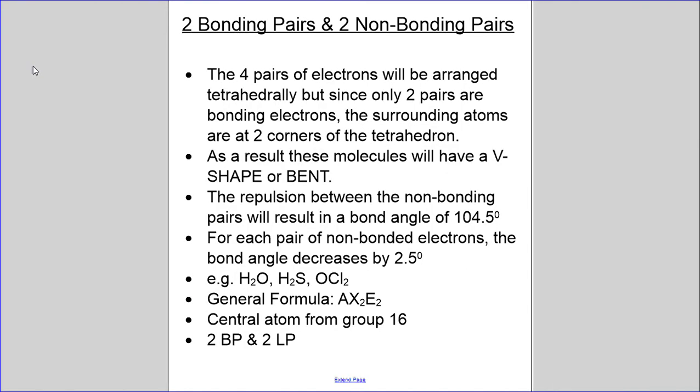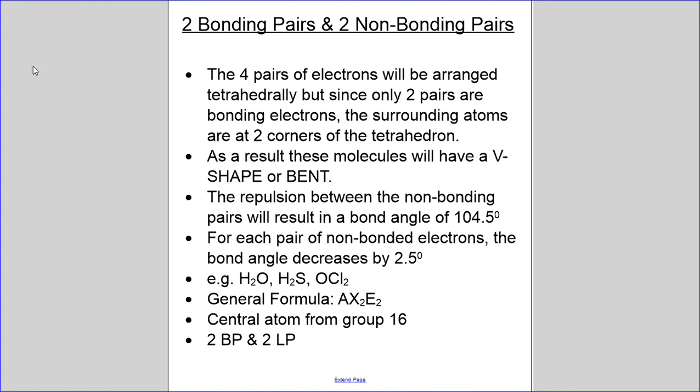Then we have 2 bonding pairs and 2 non-bonding pairs. So the 4 pairs of electrons are going to be arranged tetrahedrally, but since only 2 pairs are being bonded together, the surrounding atoms are at 2 corners of a tetrahedron. And so in this case now, if we follow our pathway that we've gone so far, we've done group 2, group 13, group 14, group 15, and so now what happens if we get into group 16, where we'd have 2 bonded pairs and 2 lone pairs.